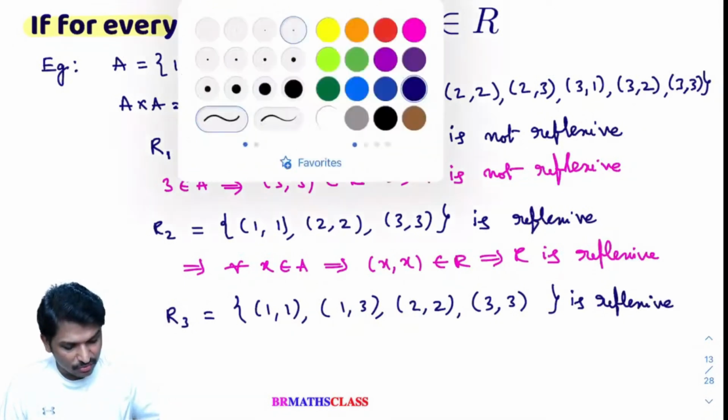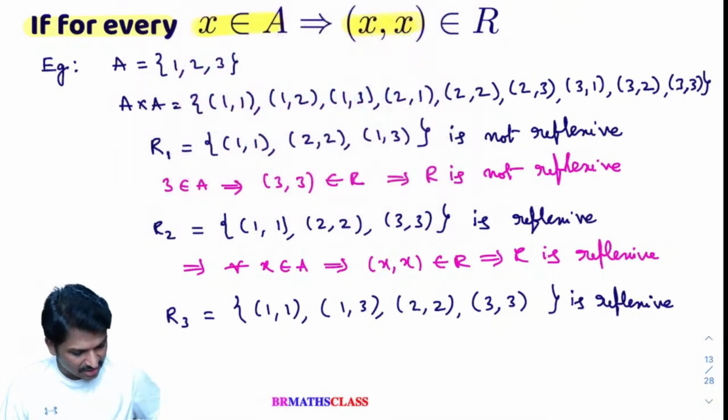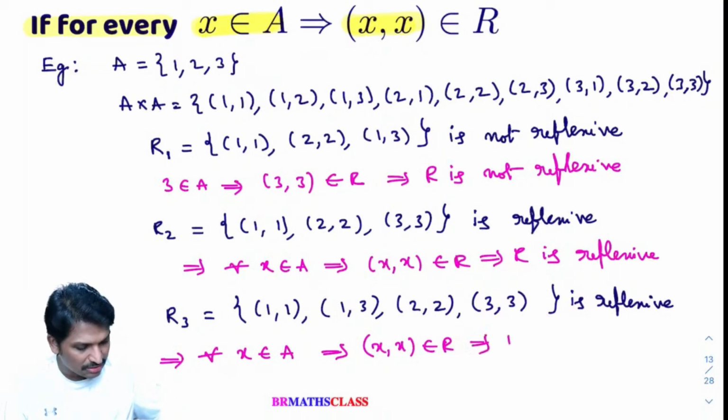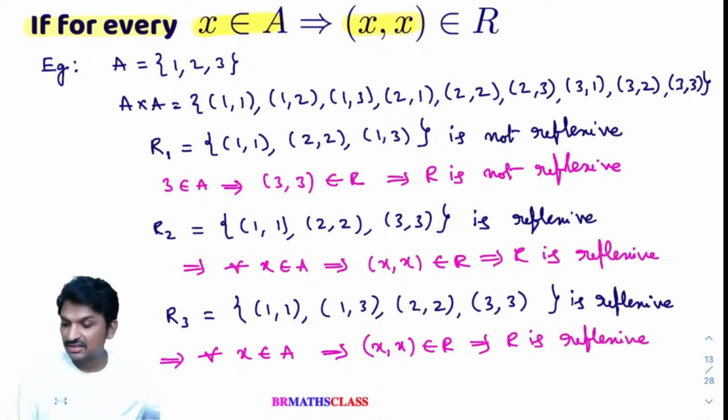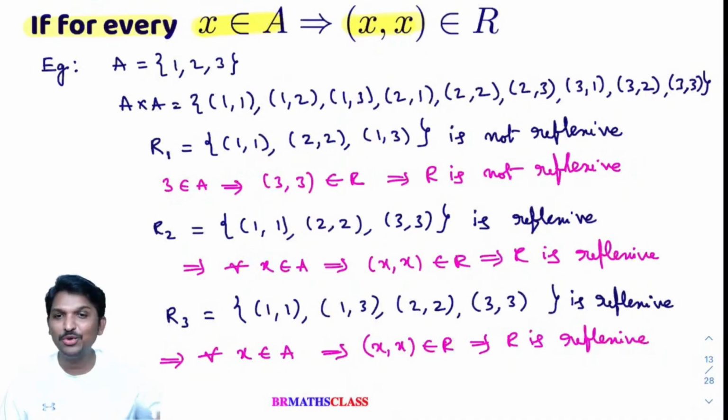Why? If someone asks what is the reason that it is a reflexive relation, what is the point? Very simple thing. We'll write the definition. For every x belongs to A, the ordered pair x comma x belongs to the relation. Because of this reason, we'll say that R is a reflexive relation on A. That's it. Okay. Now, one more example.